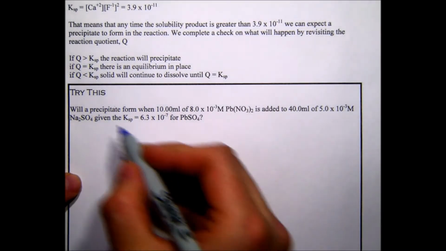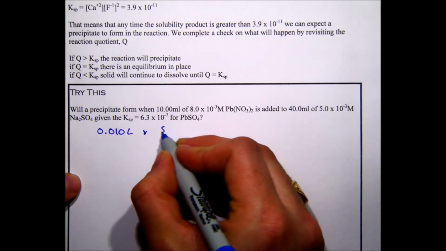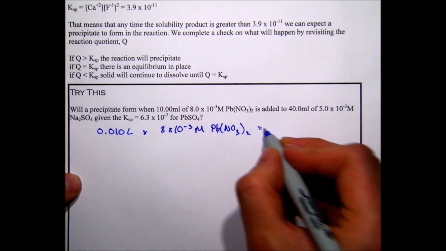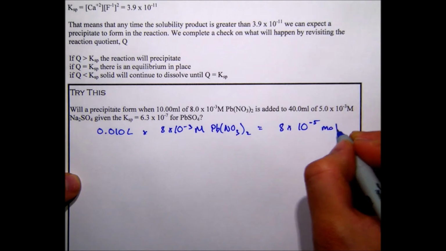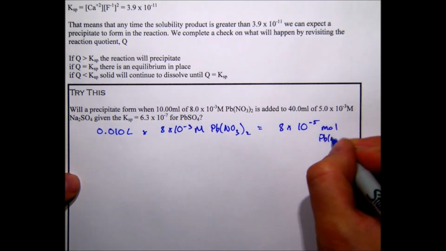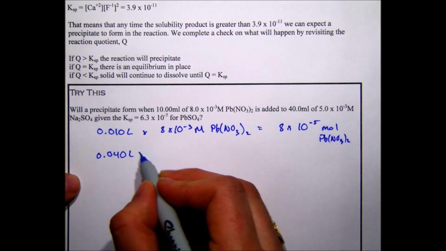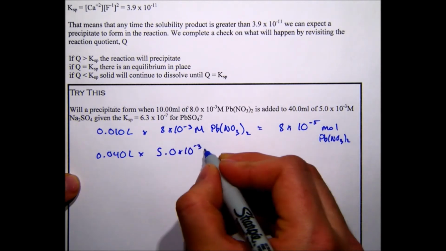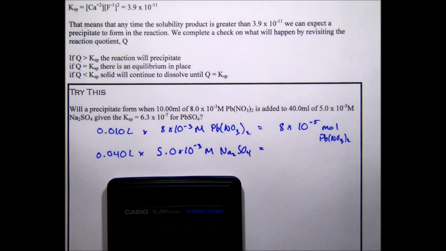So the first thing we want to do is know how many moles of each of these compounds we have. So 0.010 liters of 8 times 10 to the negative 3 molar lead nitrate gives me 8 times 10 to the negative 5 moles of lead nitrate. And 0.040 liters times the concentration here, which is 5.0 times 10 to the negative 3 molar, and that's for sodium sulfate. I need a calculator for this one.